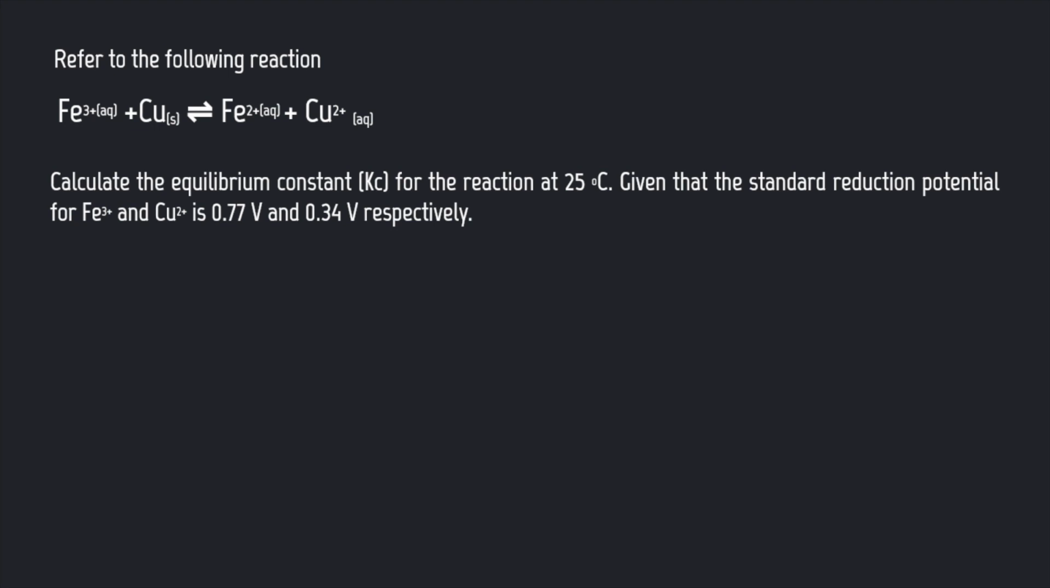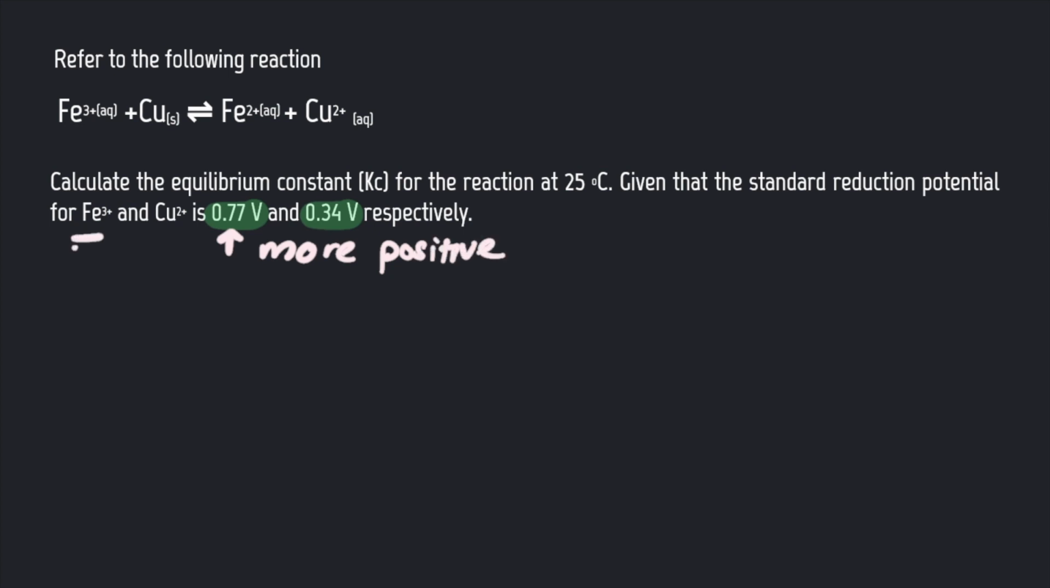So it's the same drill. We are going to look at this value. You have 0.34 volt and 0.77 volt. Whichever is more positive will undergo reduction. So apparently this one is more positive.